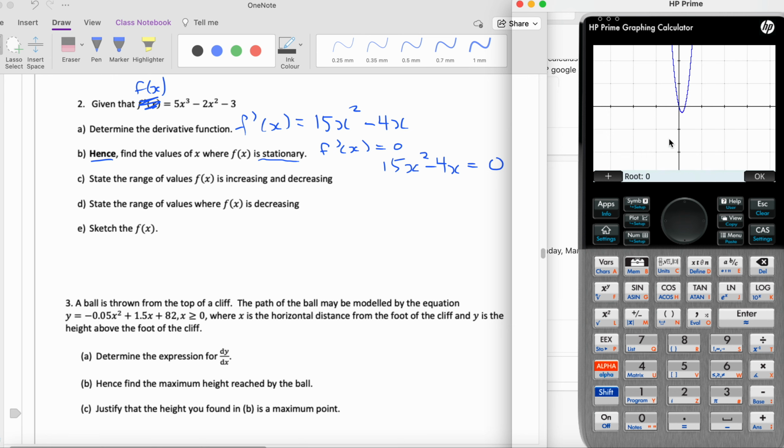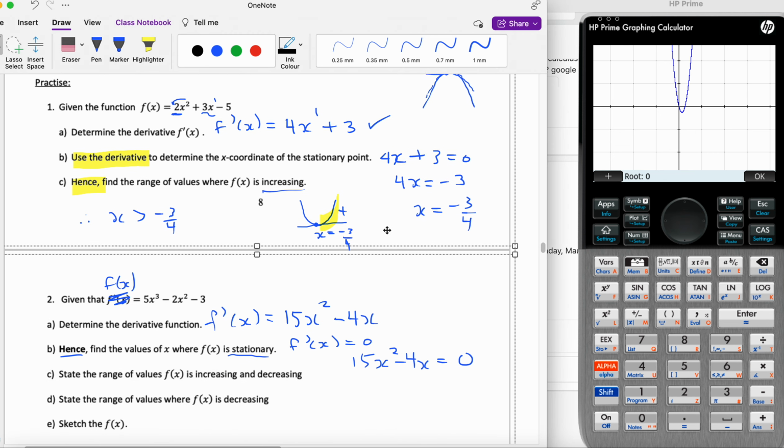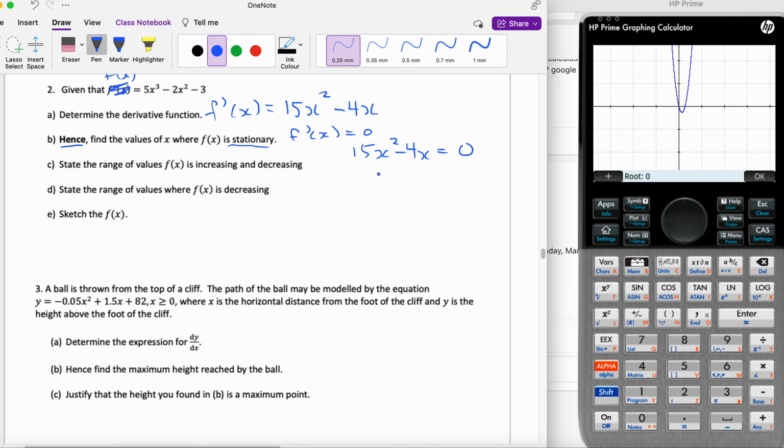Okay, it's 0. So when x is 0 and when x is 0.267, then those are our two roots. Okay, what's happening? Where is it increasing and where is it decreasing? Okay, so increasing and decreasing. This is a little bit tricky.